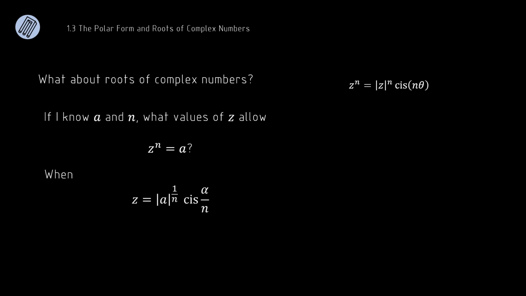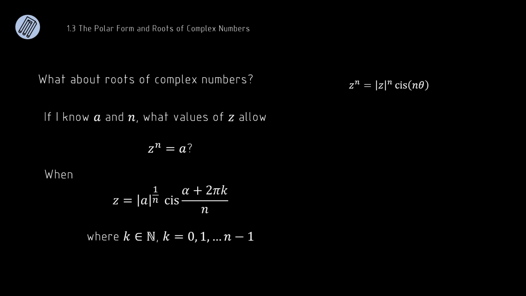However, there are more nth roots as well. If we add 2 pi to alpha, this is another nth root of a. And it turns out that if you add any integer multiple of 2 pi to alpha, you will again get an nth root of a. I should be clear here and state, to get unique nth roots, k should be between 0 and n minus 1. If you go past n minus 1 or below 0, you will begin to repeat roots.